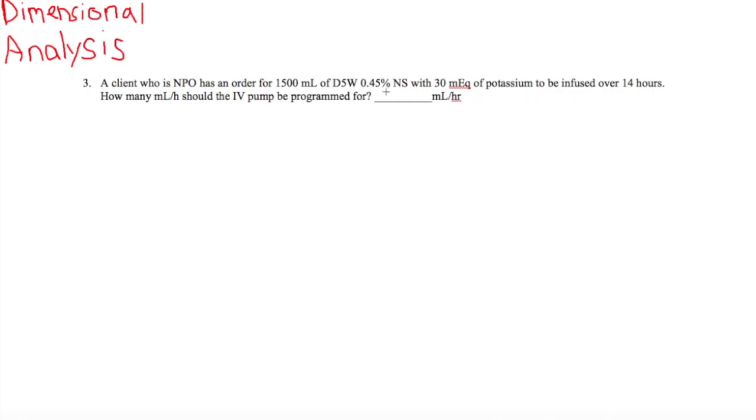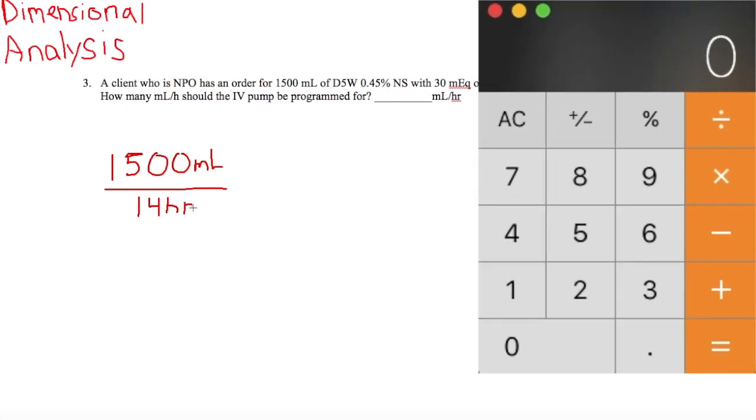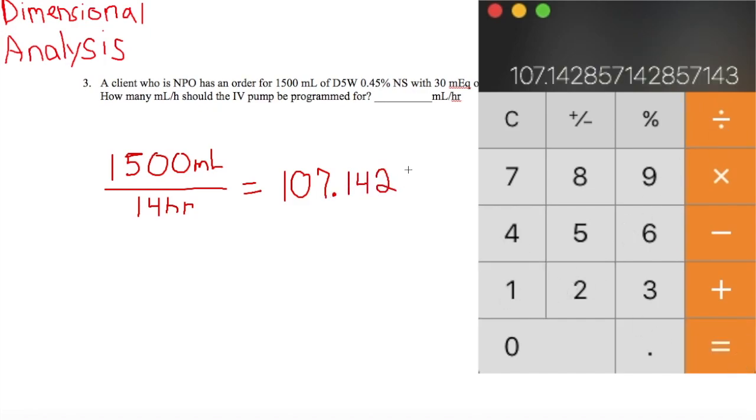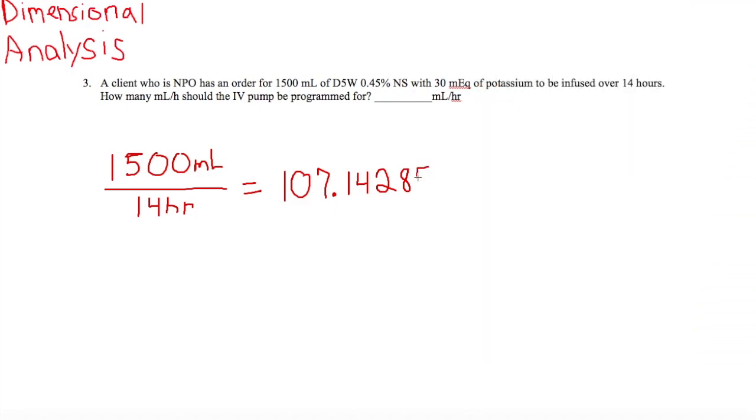If you would like to try to work this out on your own, I encourage you to pause the video here. If mLs over hours is our formula, and we already have our mLs and we already have our hours, we just need to put 1,500 mLs over 14 hours and punch that into the calculator. What we end up with is 107.1428557.